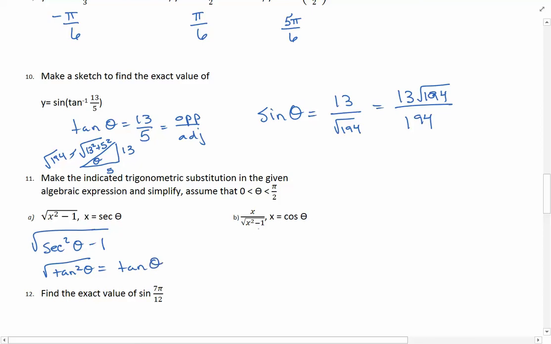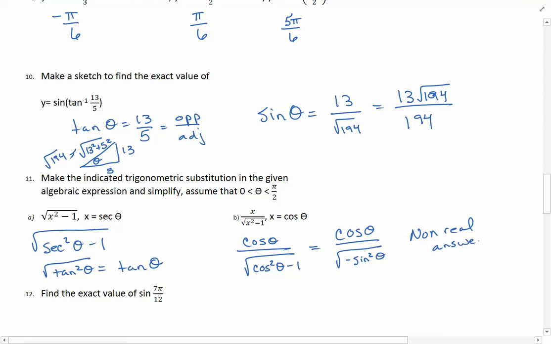Now, this one doesn't really clean up very nicely. This is cosine theta over the square root of cosine squared theta minus 1, which is negative sine squared theta. So this is cosine theta over the square root of negative sine squared theta, which is not a real answer. So this one is not a good one. I kind of messed up on this one, so I didn't count it wrong for anybody, but if they did this, then that was actually what we were going for. That's all you could do on that one.